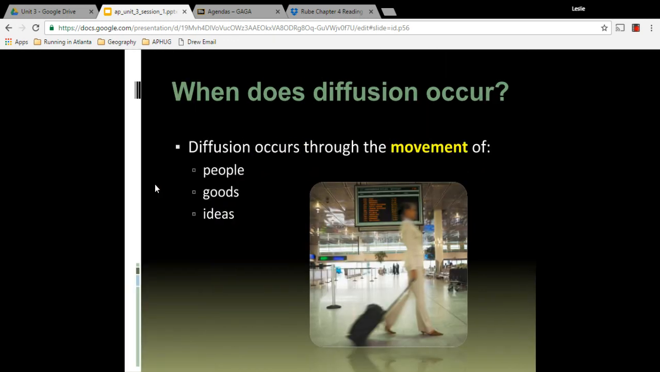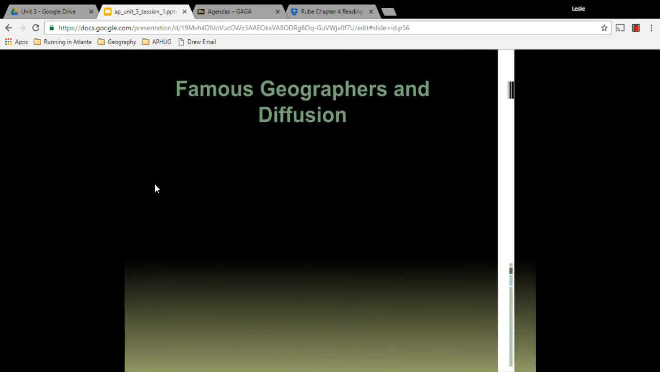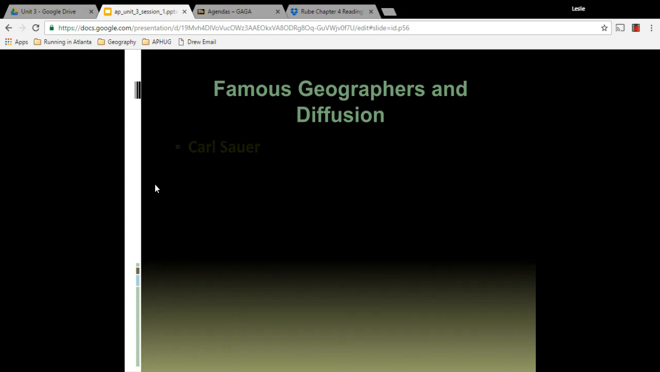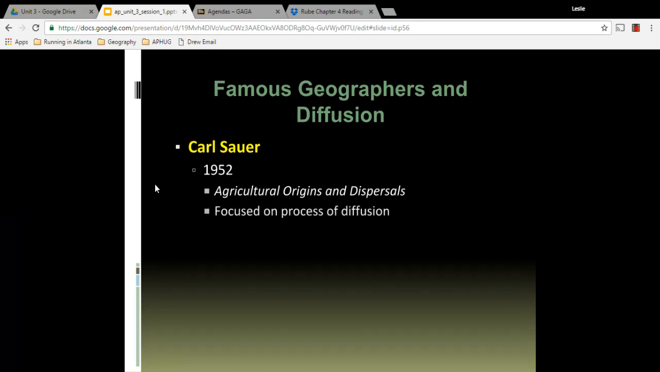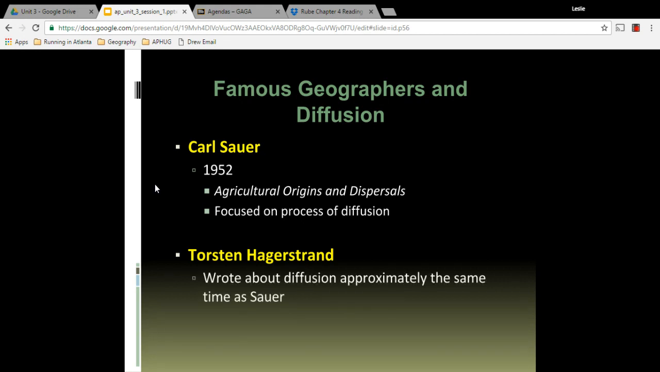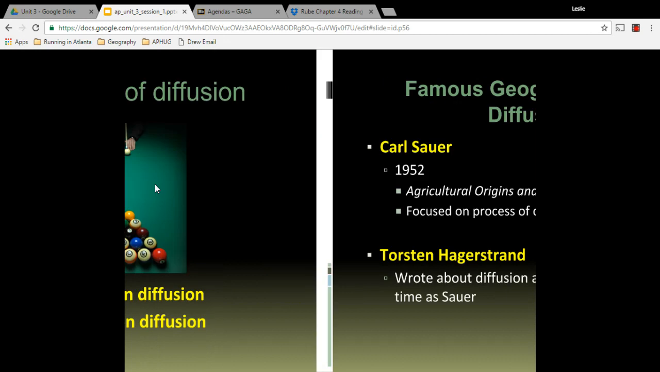Diffusion occurs through the movement of people, goods, and ideas. This should sound a little bit familiar to you. All right, so famous geographers in diffusion, we have Karl Sauer. In 1952, he writes Agricultural Origins and Dispersals, and he focuses on the process of diffusion, particularly as it related to agriculture. Torsten Hagerstrand wrote about diffusion approximately the same time as Sauer.